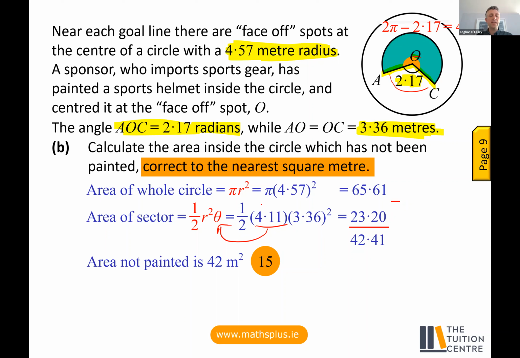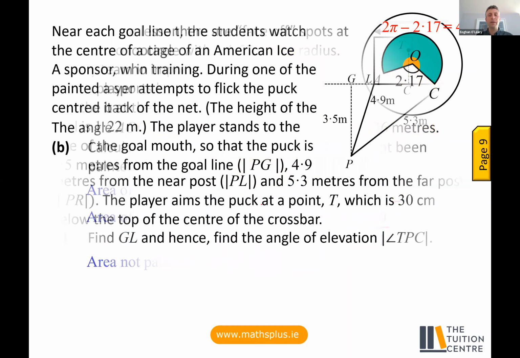In the end of the day, it's that same old technique we've had all the way back from junior cert, where you have a shape and you find the area of the full part. You find the area of an inner part, you subtract one from the other, and you're left with some other area, the area required. So we've come across it quite a lot.